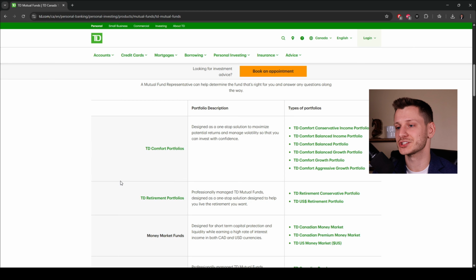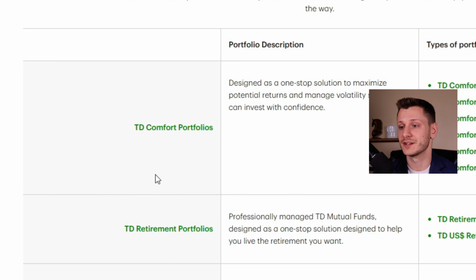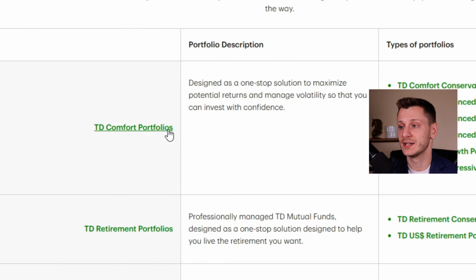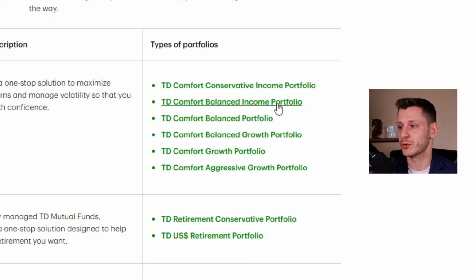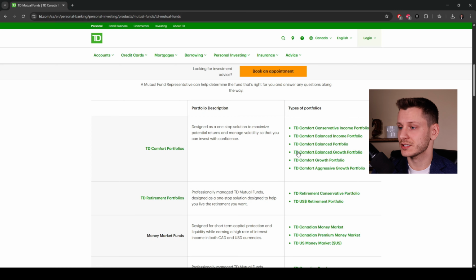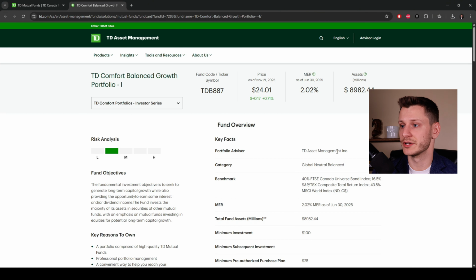Real quick, I just want to mention all institutions have what they call their signature funds. As we can see with TD here, their signature fund is the Comfort Portfolios. Here you're going to see different versions of that portfolio, which are just based on risk tolerance. So for today, let's just use this one here, a balanced growth portfolio. I think it's going to be a good example.